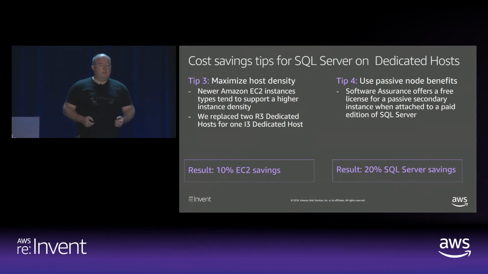And my fourth tip is to utilize your Software Assurance benefits. There is a feature of Software Assurance which offers a free license for the secondary instance when attached to a paid edition of SQL Server. Use that, and in our case, that resulted in a 20% SQL Server saving.